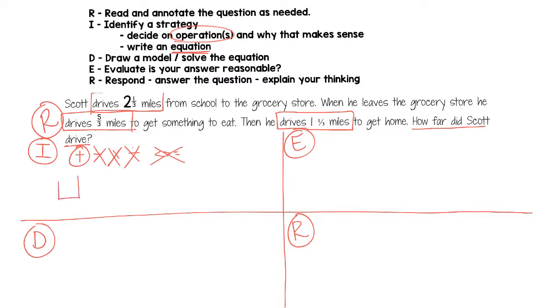So you have an amount that he drove to the grocery store, and then his amount that he drove to get something to eat, and then his amount that he drove home. Your job is to find how far he drove. So you should have your equation here and your model here, because then we will draw a model and solve the equation. Pause the video and do this, and make sure you also have these three amounts written in.